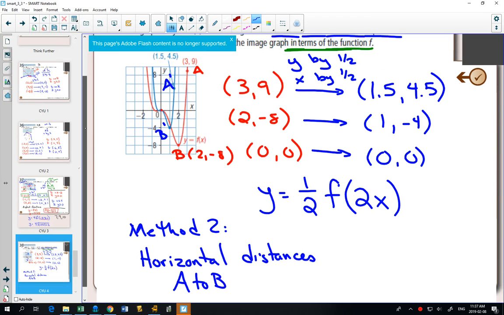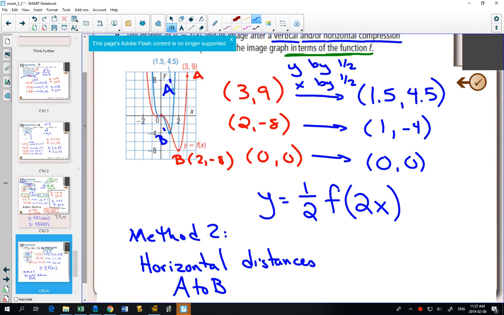Well, my point A is at 3. My point B is at 2. Notice how I'm just looking at my x values. I would have to go back 1. So I would say from A to B is -1.